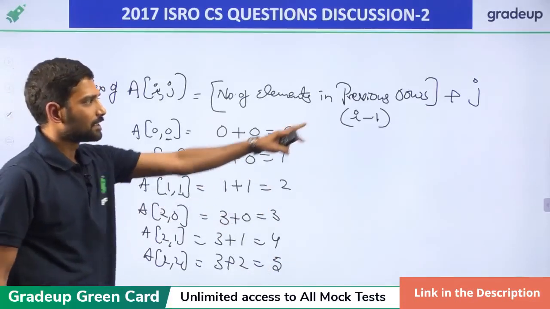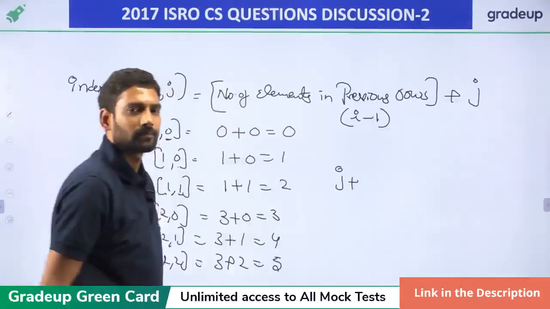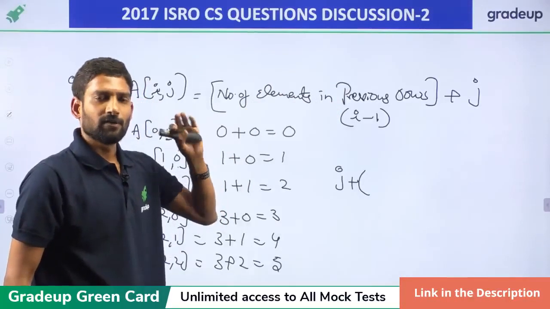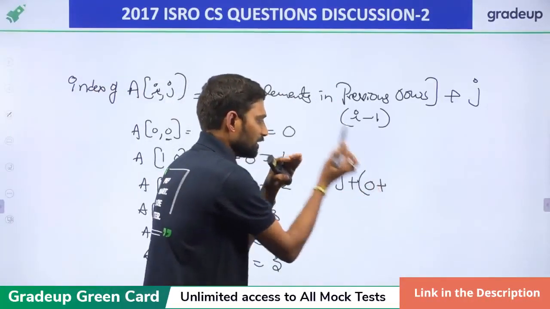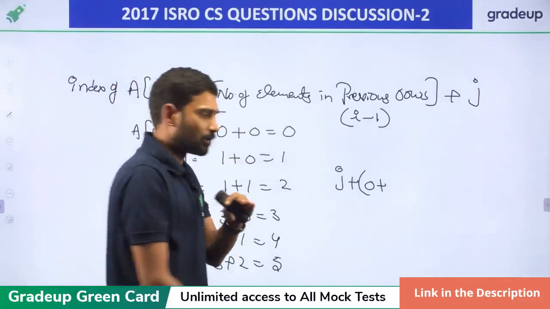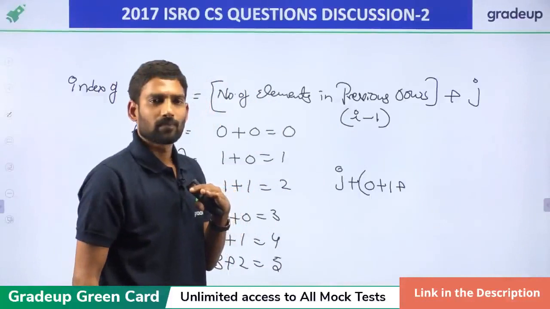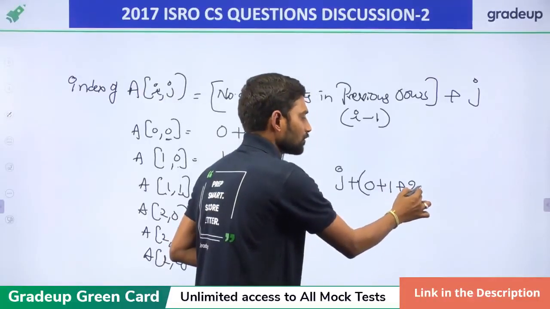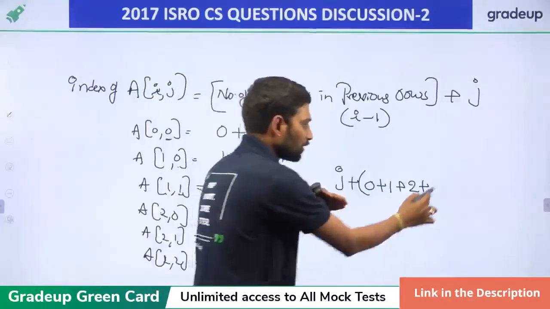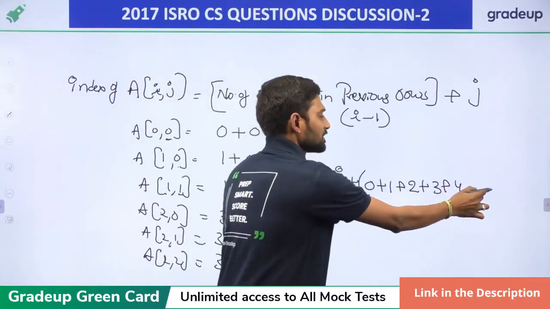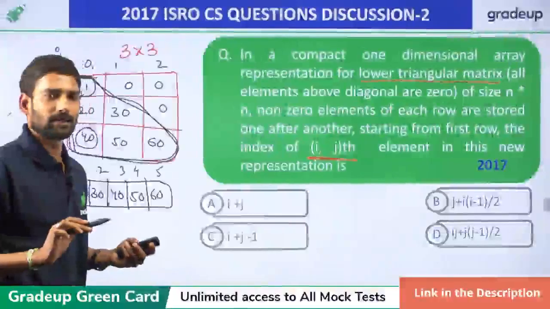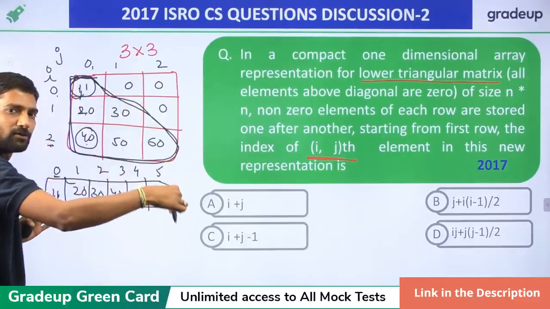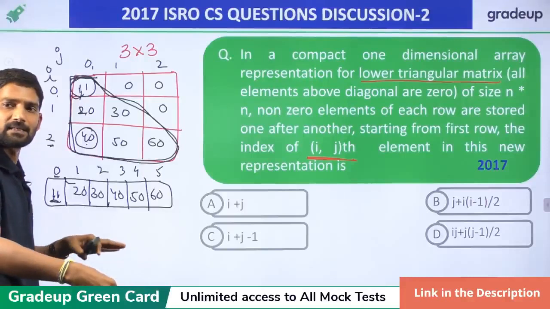So, how you are getting this? J plus how many elements in the previous rows? If it is the first row, you will not have any element, 0. If it is a second row, you have 1 element, isn't it? If it is next, you have how many? 2, second row. Third row, 3 elements. Fourth row, 4 elements. Like this, right? That is what diagonal matrix, triangular matrix. 1 element, 2 elements, 3 elements. If you assume 4 by 4, 5 by 5 matrix, 4 elements, 5 elements, like that it goes on.